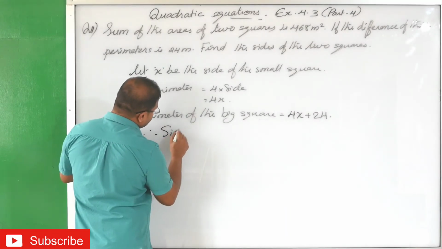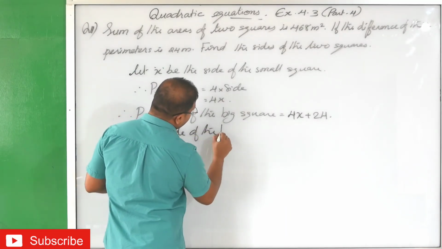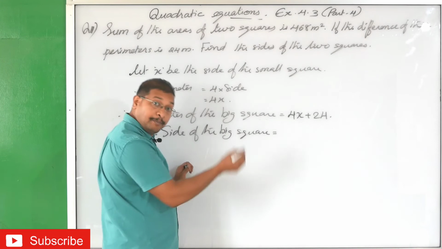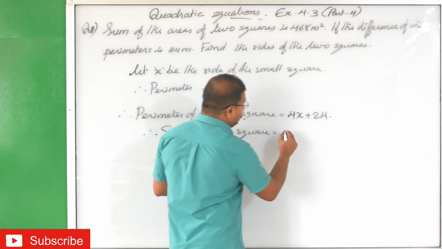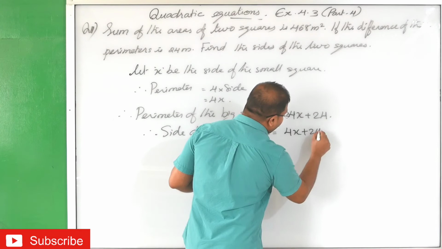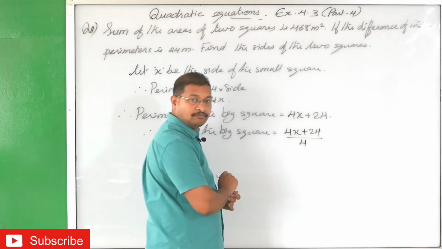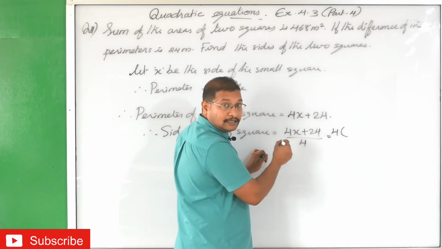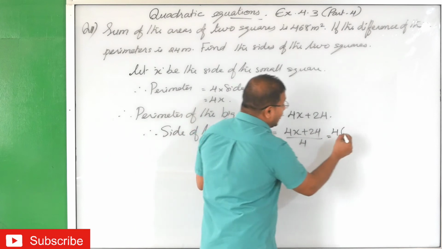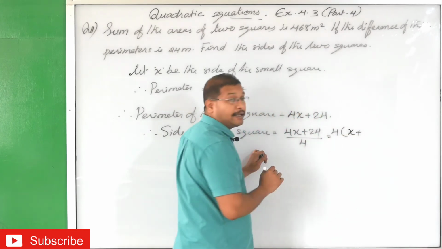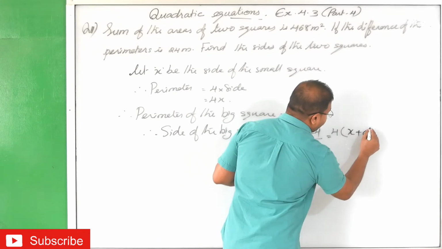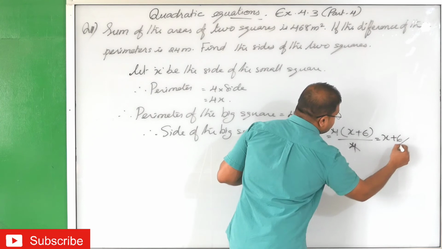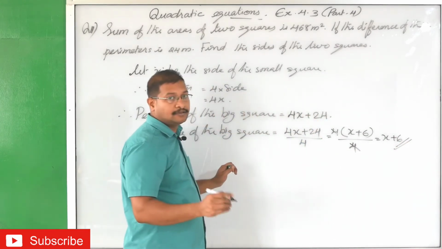Now, therefore, side of the big square equals perimeter divided by 4. That means 4x plus 24 divided by 4. Now we'll take 4 common from the numerator. If I take 4 outside, balance will be x plus, 4 into how much you will get 24? 4 sixes are 24. Divided by 4, 4 will cancel. We will get only x plus 6. This is the bigger side.